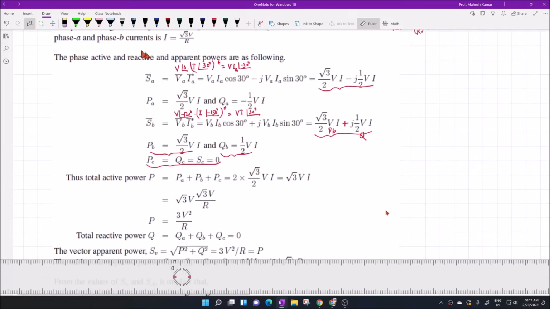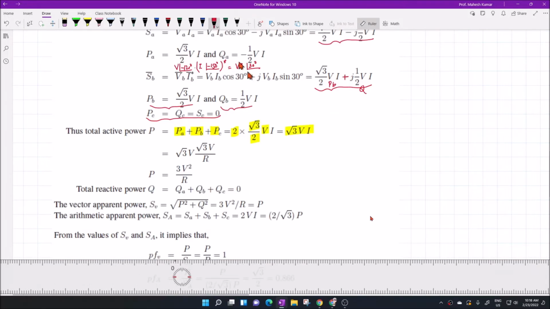Therefore, the total active power we have found is the sum of PA plus PB plus PC. Since PA is the same as PB, it is twice PA, so twice root 3 by 2 into VI, and that is root 3 VI. In terms of the voltage, this current is root 3 V by R. You can substitute this back, it becomes 3V square by R, which is obvious, we have found it earlier. This is phase-wise computation, and then summing them. Earlier we found it directly, that is line to line voltage square by R. But the end result is the same.